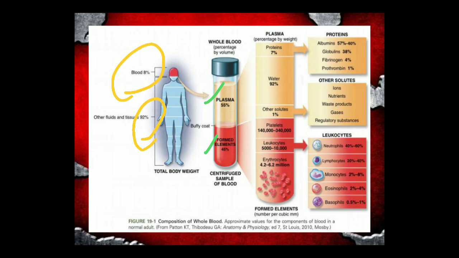The plasma again consists of protein, water and other solutes. In that, the protein is again subdivided into albumins, globulins, fibrinogen and prothrombin. 92% water is present. 1% of other solutes consist of ions, nutrients, waste products, gases and regulatory substances. Whereas the formed element cell is further subdivided into platelets, leukocytes and erythrocytes. The leukocytes are further subdivided into neutrophils, lymphocytes, monocytes, eosinophils and basophils. So this is the explanation of the whole human blood.